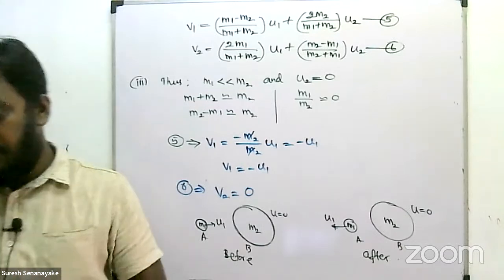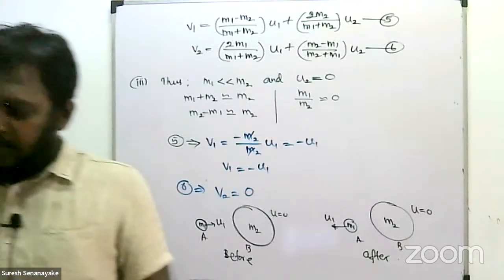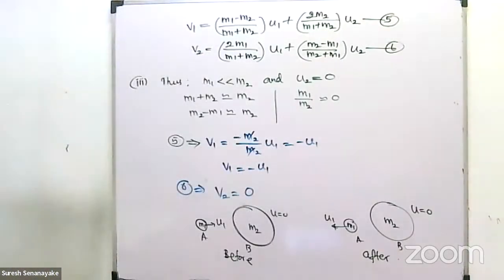After this point you can write there: hence when a light body collides with a massive stationary body, the light body rebounds after the collision with an equal speed, while the massive body remains at rest.